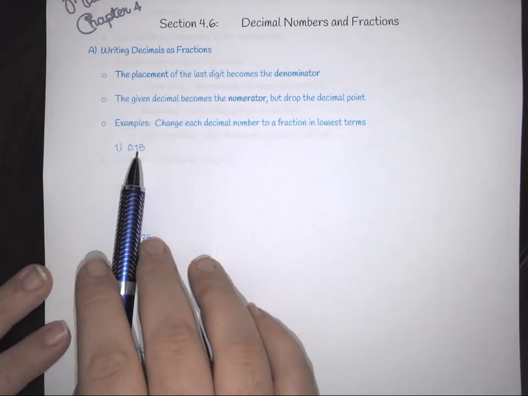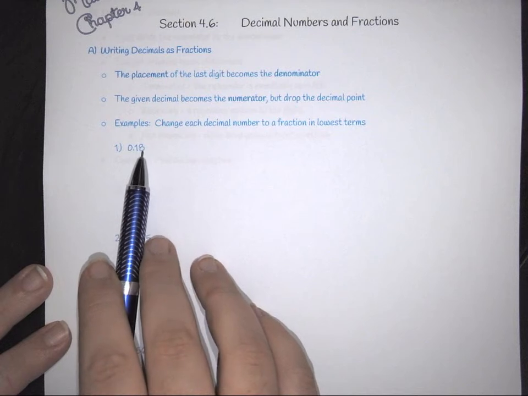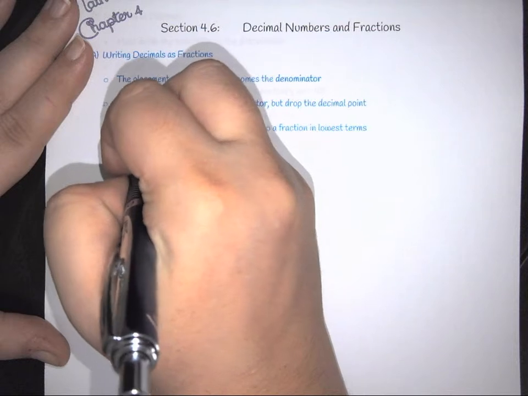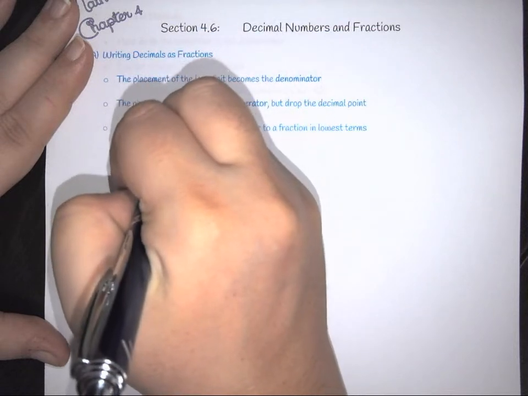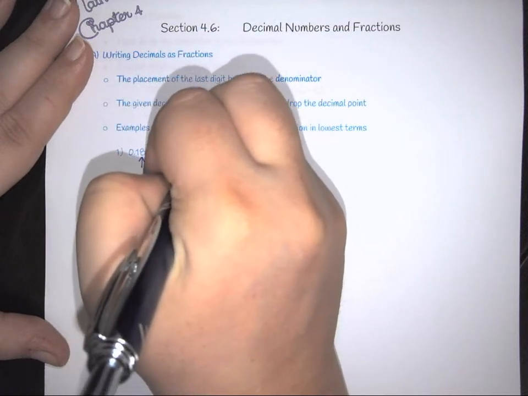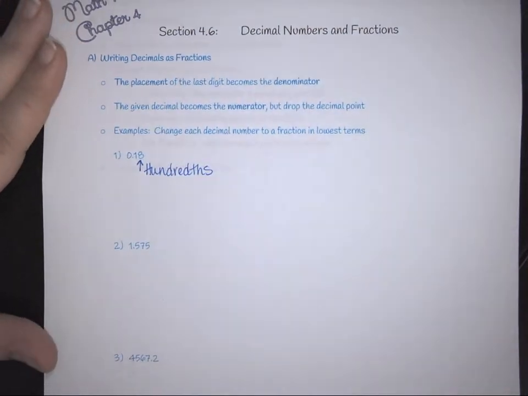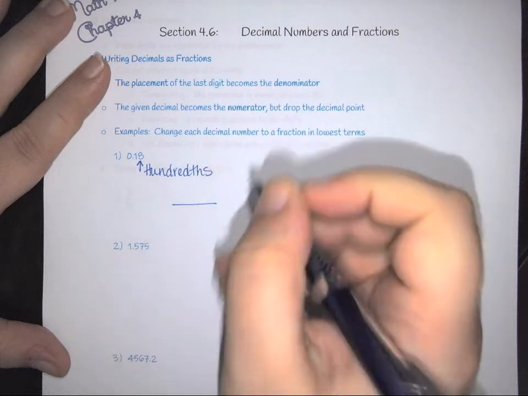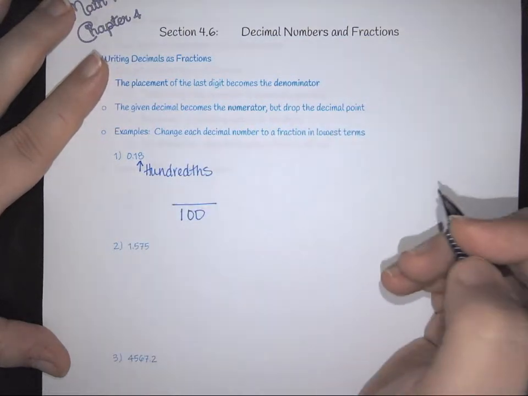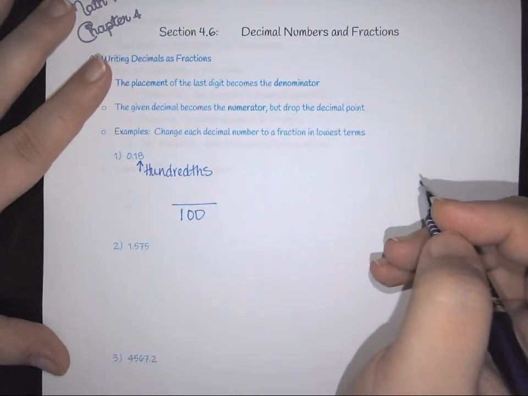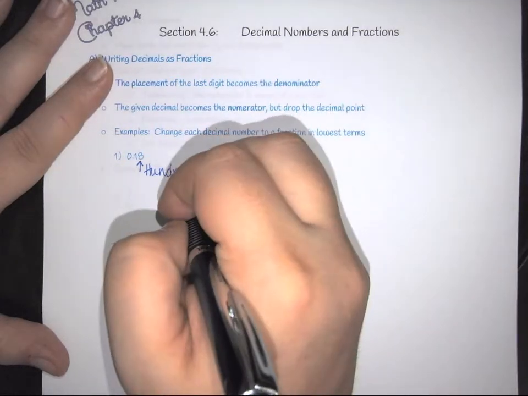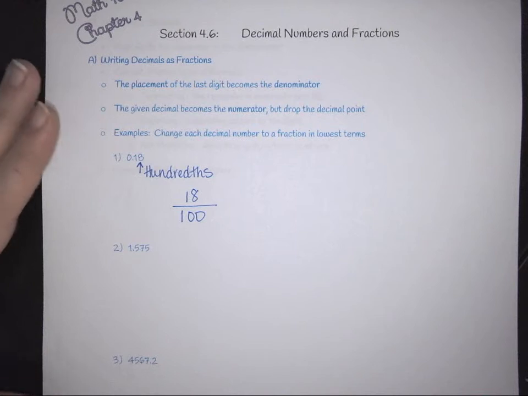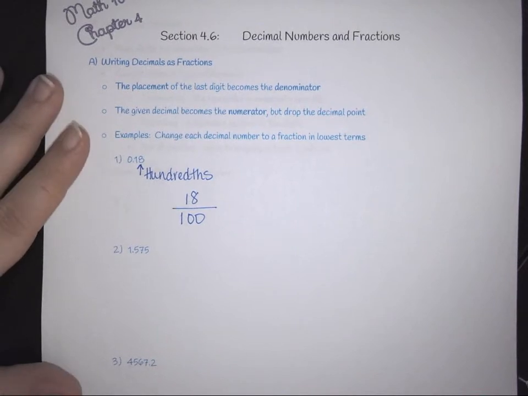So here, notice I have 0.18. The 8 right here is in the hundredth spot. Because it's in the hundredth spot, what that actually means is that my denominator is going to be 100. Now the actual decimal itself becomes the numerator, so this is going to be 18 over 100. Once you get that finished, you have to reduce.